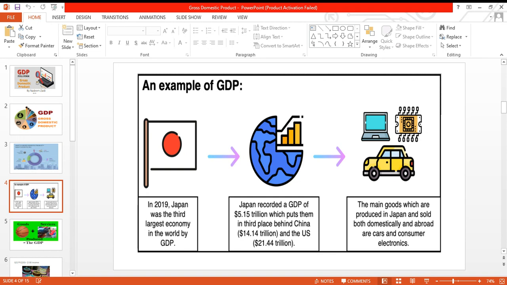What does it mean? It means that the value of goods that Japan was producing in 2019 was 5.15 trillion dollars. Just imagine the level of output that they were producing. So what were they producing? Their main exports, of course, we know, are electronic items. That's what they were producing, and they were selling it in the market for a price, and in return they were earning $5.15 trillion, and that's how Japan was becoming a prosperous and a rich country.